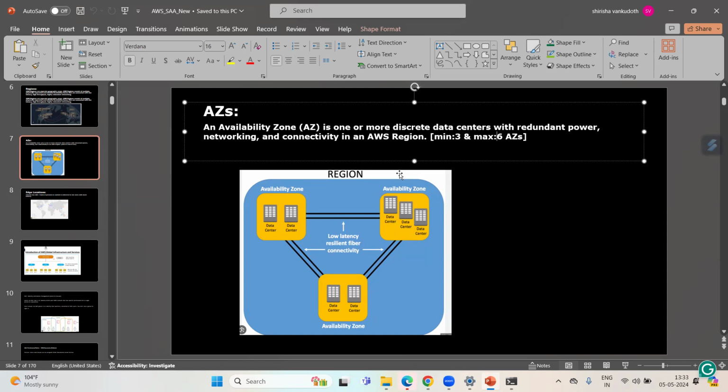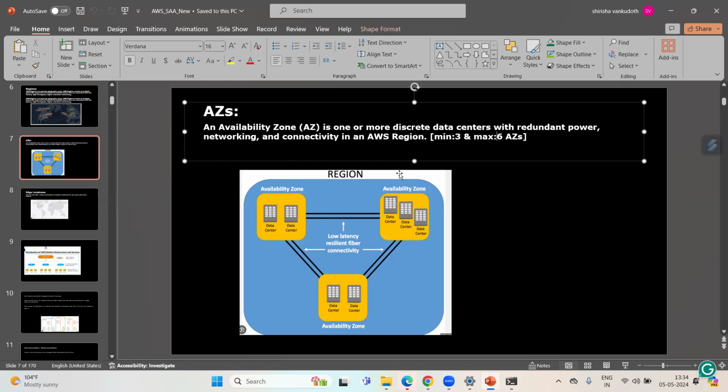So why do we even have multiple availability zones? This is because of disaster recovery. Think of the Mumbai region. They will create an availability zone, which is nothing but a combination of data centers. These data centers will not be kept at one place. They will keep them 100 kilometers or even 500 kilometers away from each other.